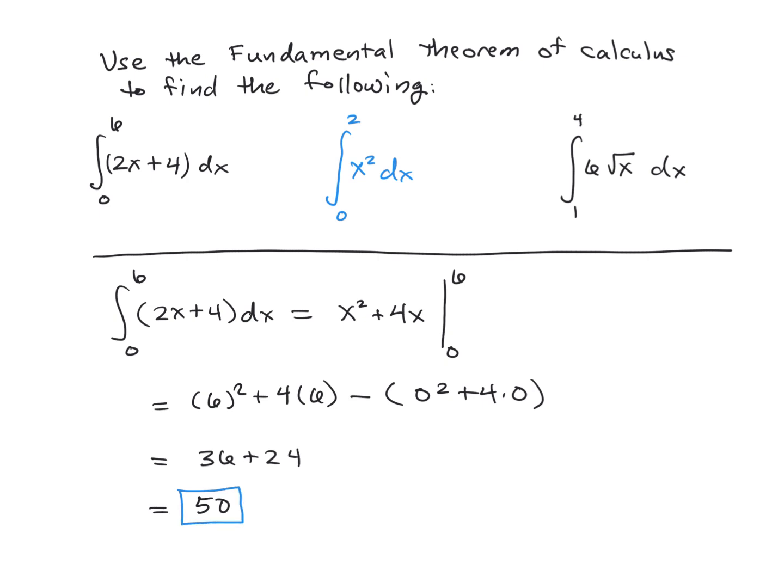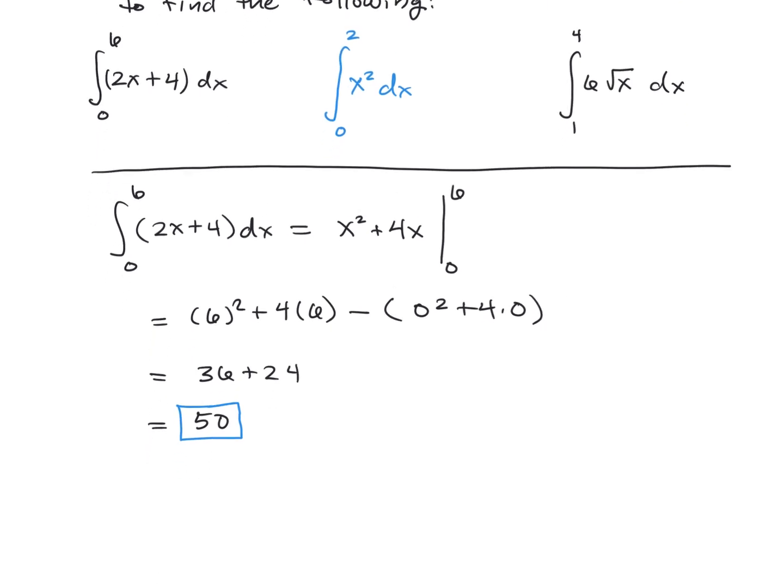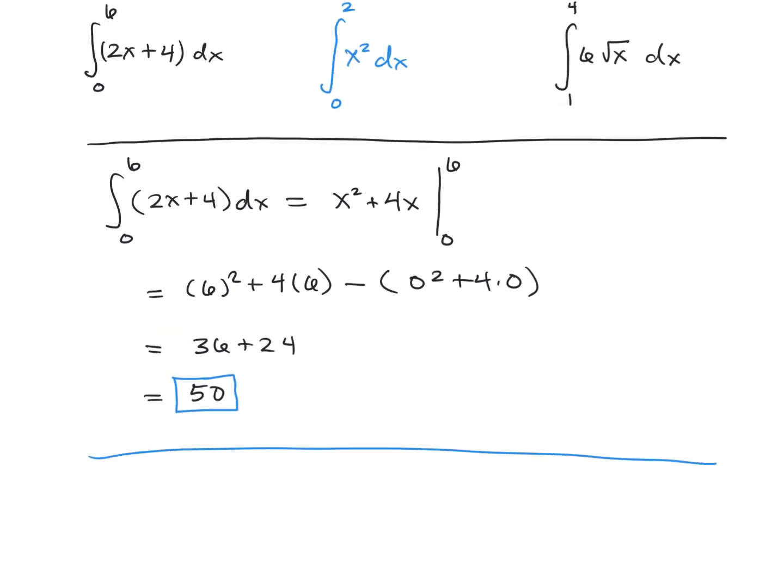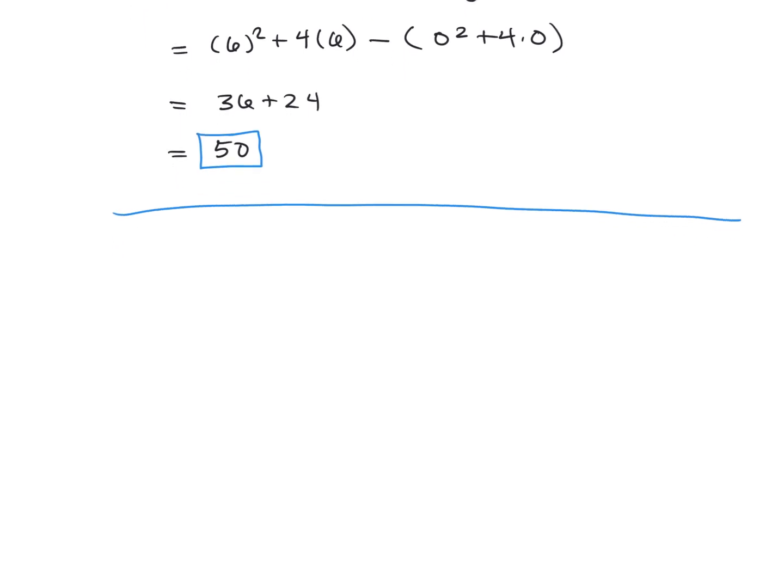And we saw that earlier in a different video with using area to find this integral. For the next problem, we're going to be looking at the integral from 0 to 2 of x squared dx. Once again, we're going to use the fundamental theorem of calculus. We add 1 to the power and divide by that new power. So that's going to be x cubed divided by 3. Evaluated from 0 to 2.